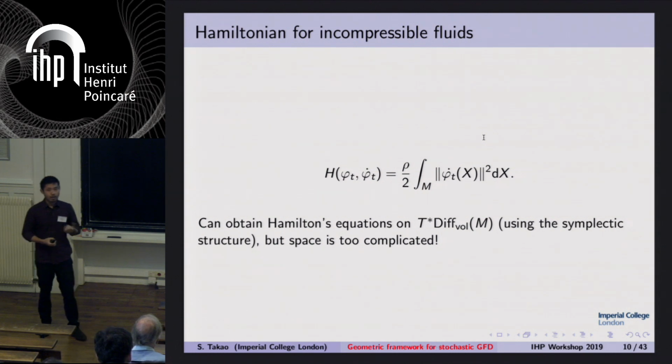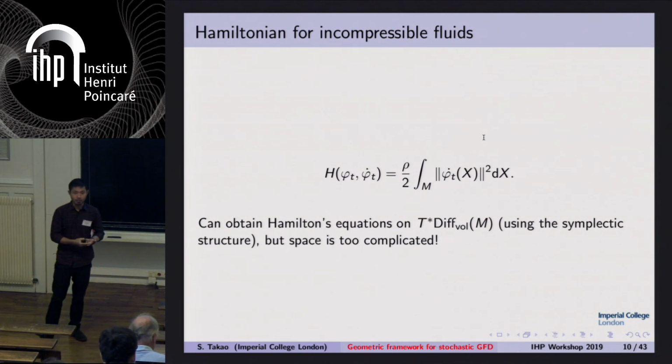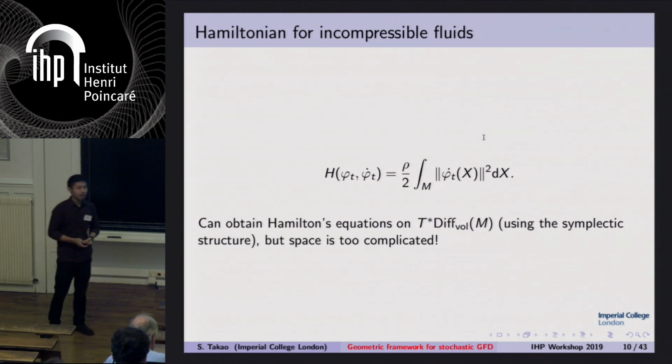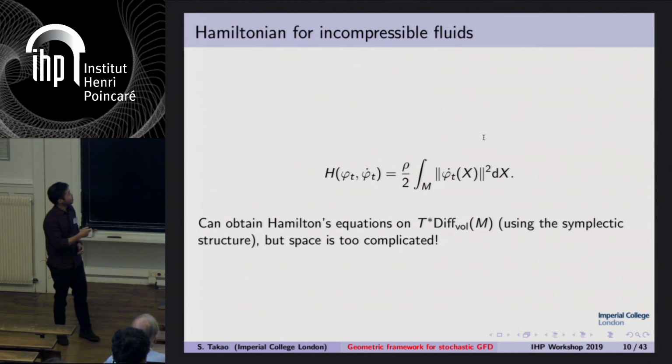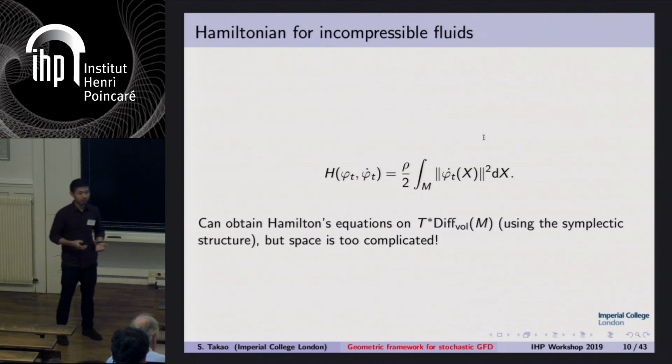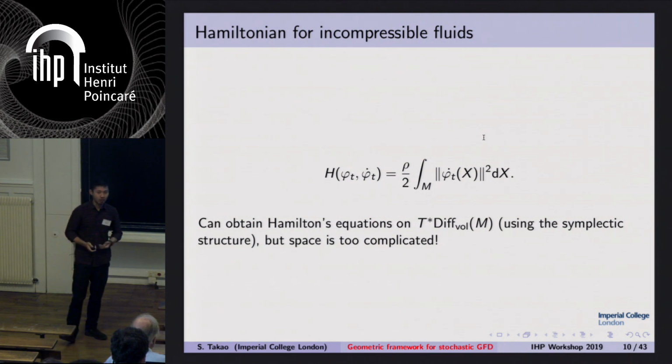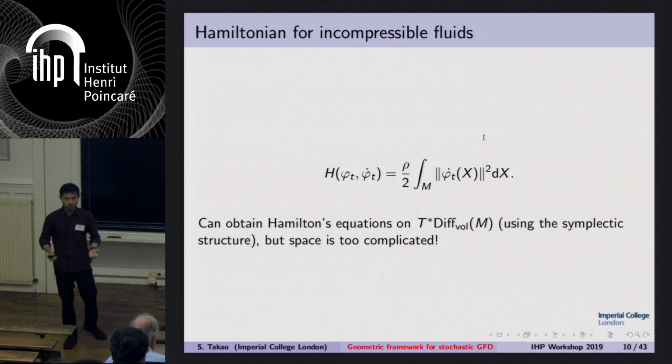So now we have a Hamiltonian and we have a configuration manifold for fluids, so we can derive Hamilton's equations of motion. But the problem with this is that your space is too abstract, it's too complicated. It's the cotangent bundle of the diffeomorphism group, which is an infinite dimensional manifold. So this is too difficult to consider for practical purposes. So we need to do a bit more work to get a useful equation for fluids.